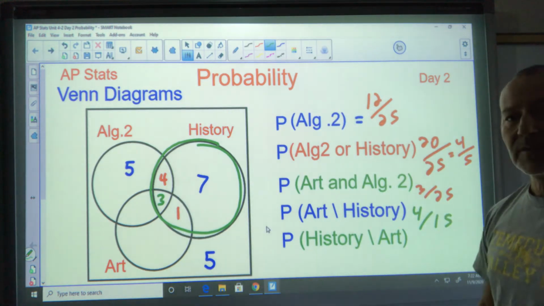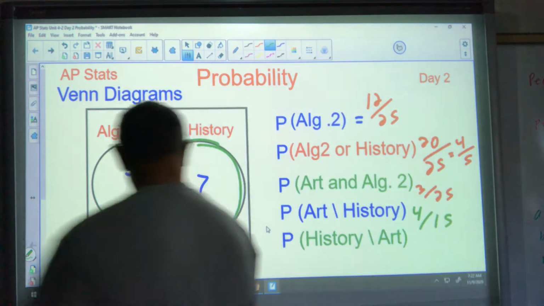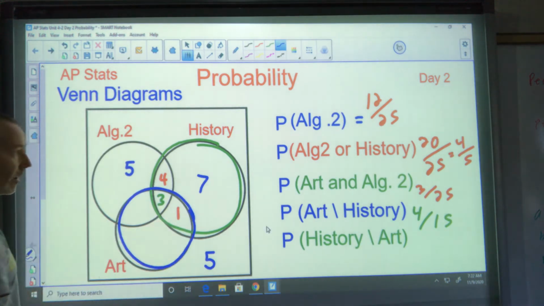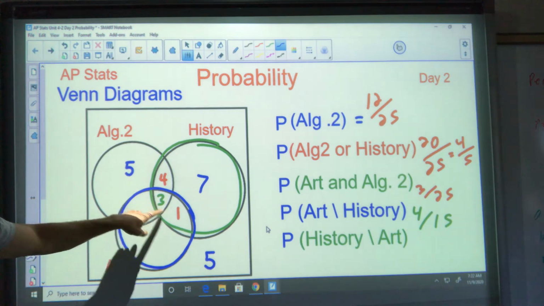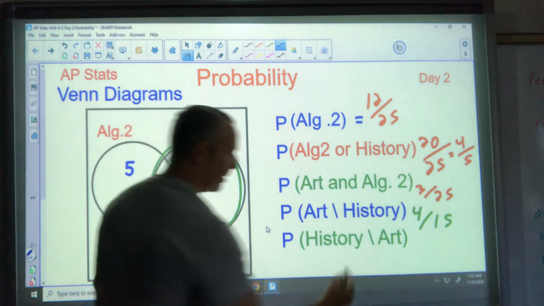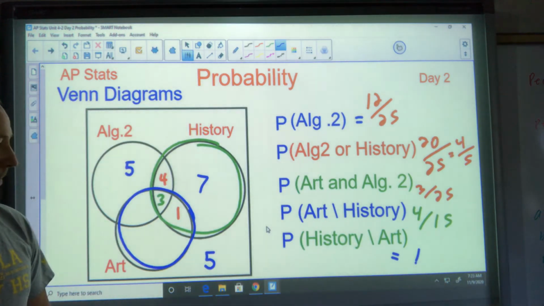History given Art, given that I know you're in Art already. So that's going to be this bottom group here. I know you're in Art, so it's out of those 4. What's the probability you're taking History? These guys, all 4 of them are taking History. So 4 out of 4, which is 1, which is absolute certainty.